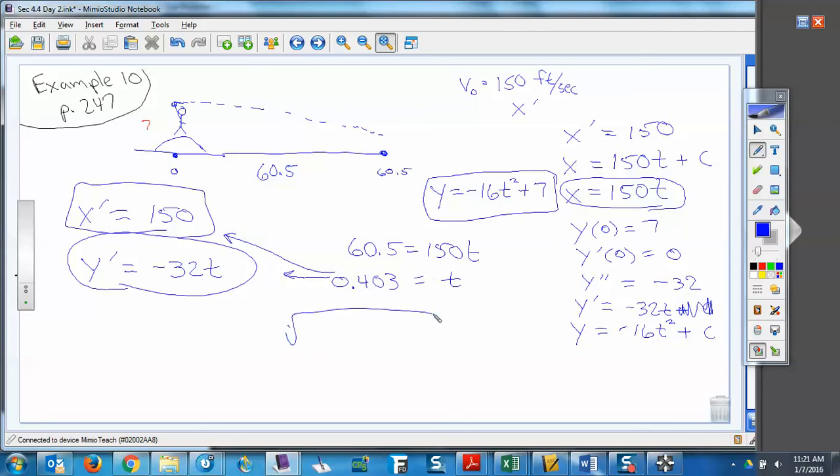So we'd have square root. So that'd be 150 squared plus whatever that is when you put that number in there, right? So you're going to take negative 32 times 0.403. You're going to get that value. It'd be negative. You can ignore the negative. You're going to square that, right? And you're going to get a number. Go ahead and get that for me.